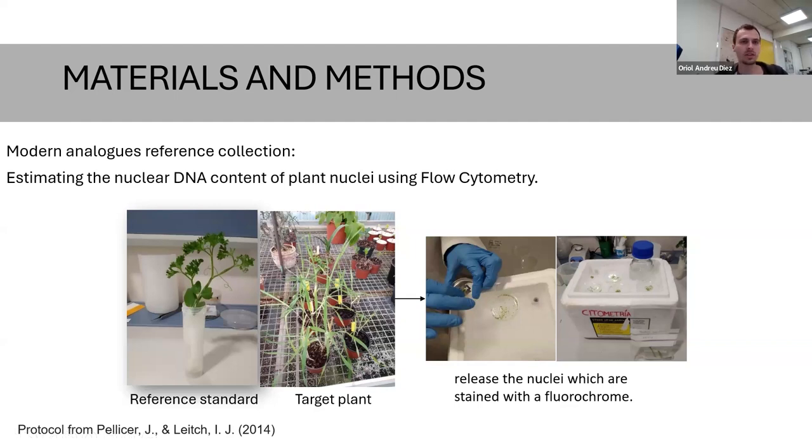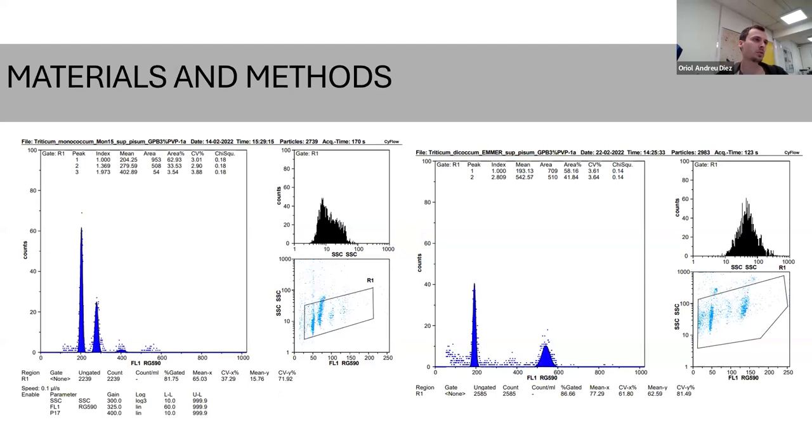The way flow cytometry works is that this fluorochrome binds to the genetic content of the cell, of the nucleus. We put it in the flow cytometer and we get a quantitative measure of the quantity of genome that we have in each cell. Compared with our reference standard, we can estimate if we are working with a diploid, tetraploid, or hexaploid species. Here there are two examples of two of the plants.